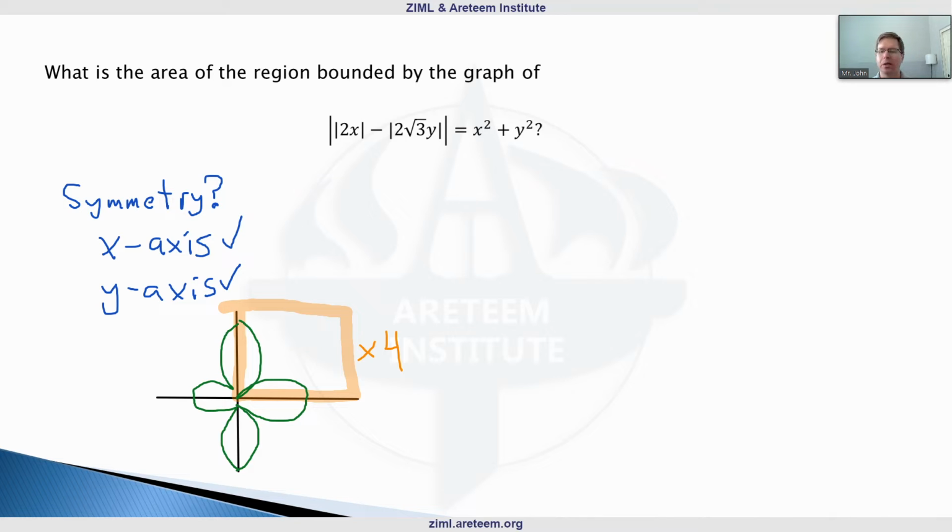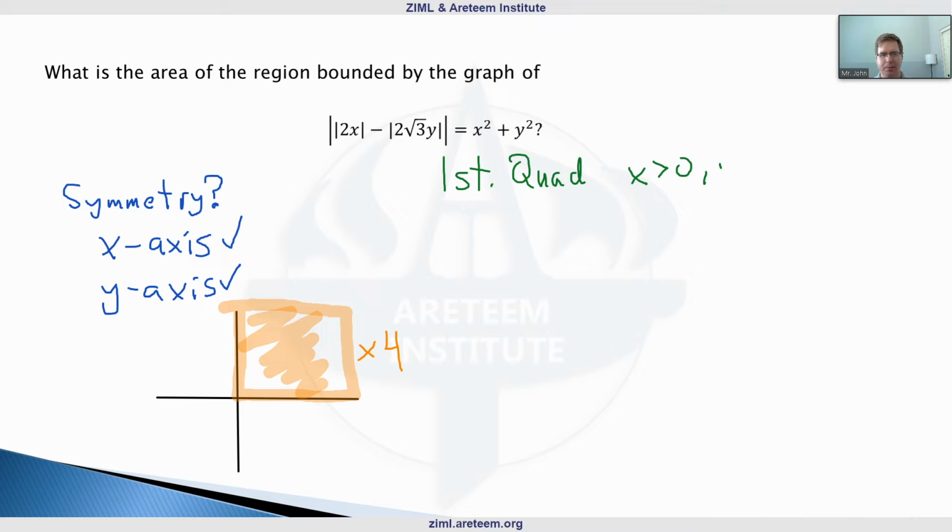All right, so we don't need to worry about that graph too much, but the idea is we can focus on one portion and then multiply that by 4. We can focus on this first quadrant, which tells us that we have x bigger than 0 and y bigger than 0. Greater than or equal to if you like as well, but let's just think of this as having non-negative values.